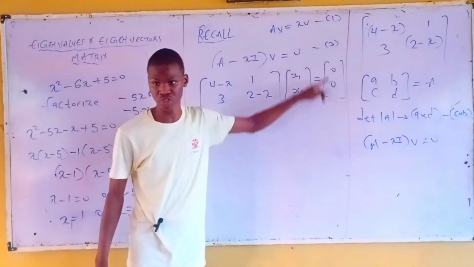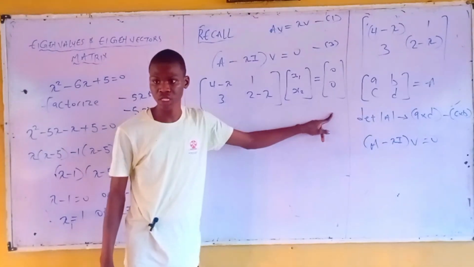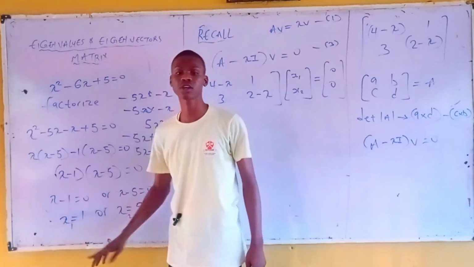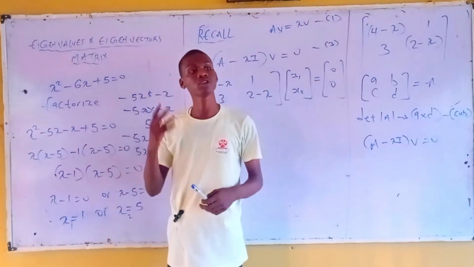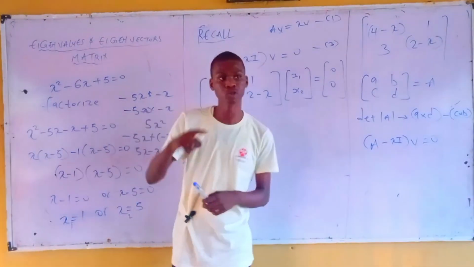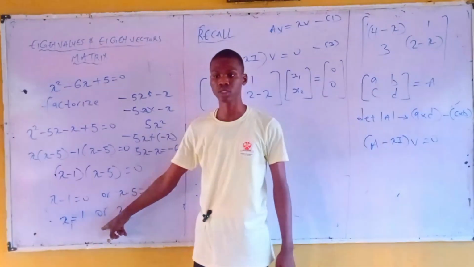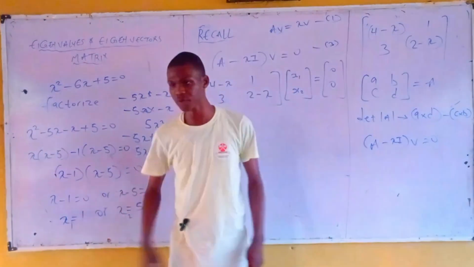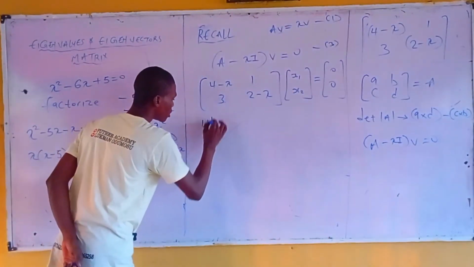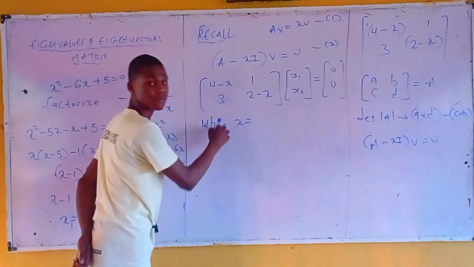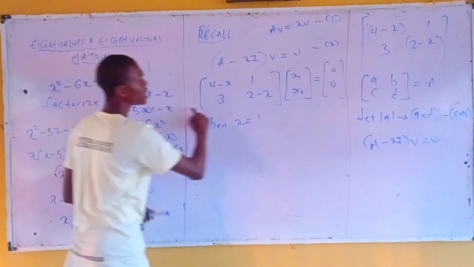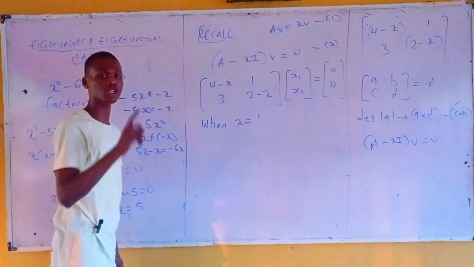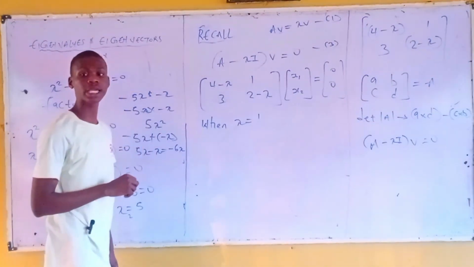If it is a 3 by 3 matrix, you have three 0s. Are you getting the logic? Now, you have two eigenvalues. The first one is when your eigenvalue is equal to 1. The second one is when your eigenvalue is equal to 5. Now let's work on the first one, when lambda, which is your eigenvalue, is equal to 1. From this matrix formation, anywhere you see lambda, what will you substitute? 1.